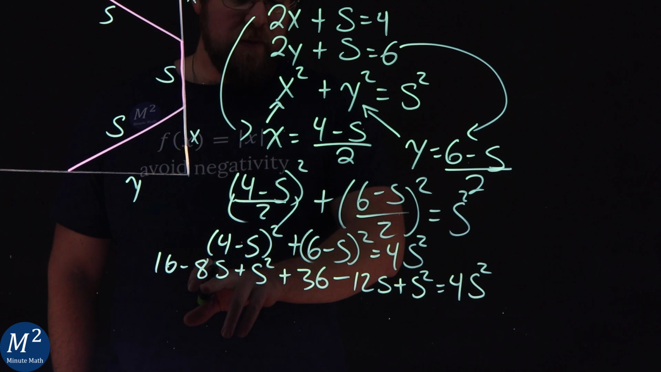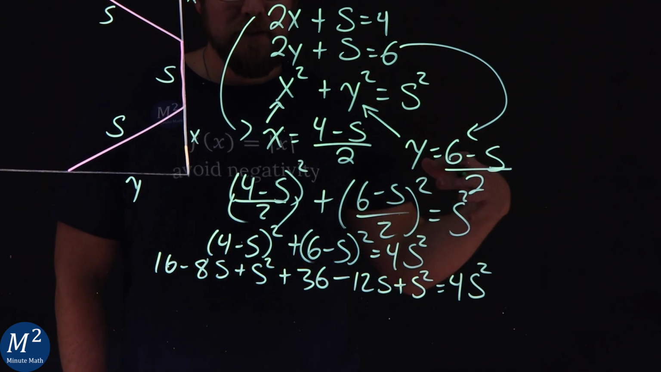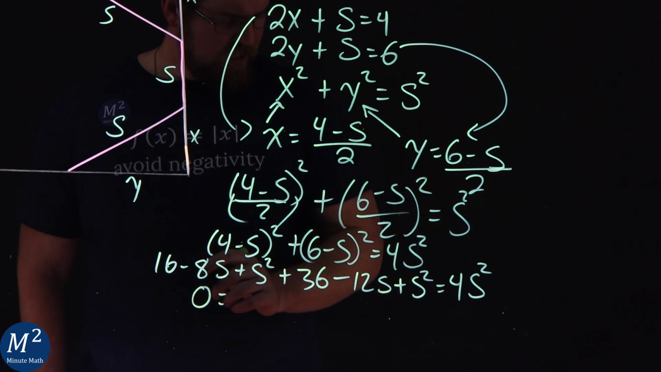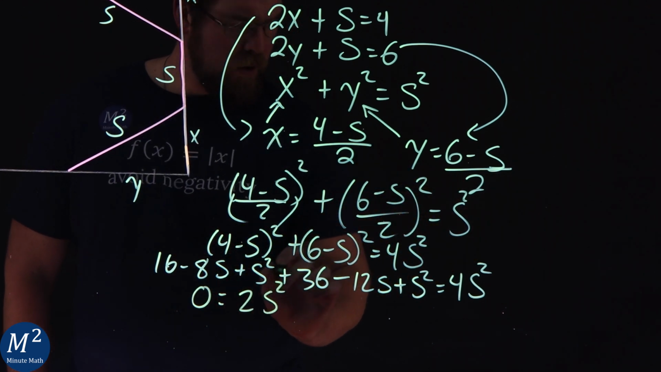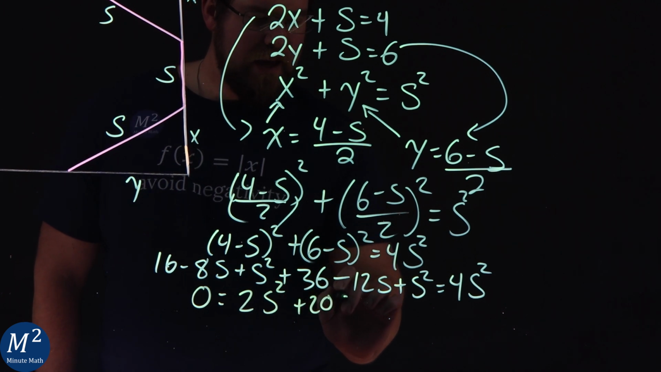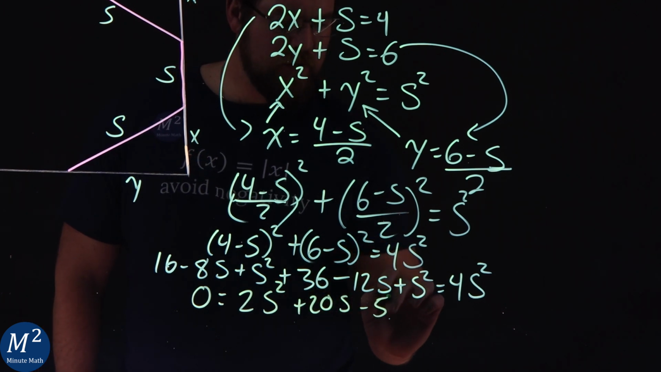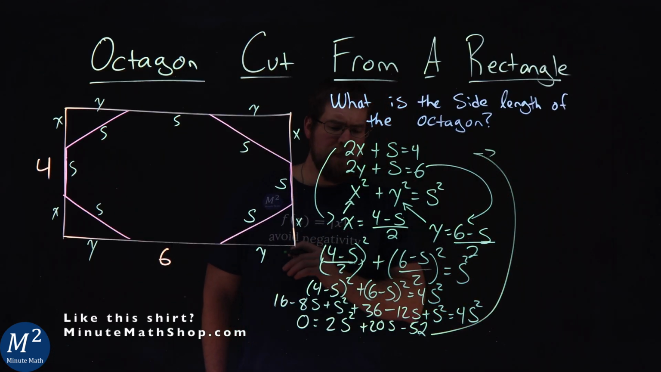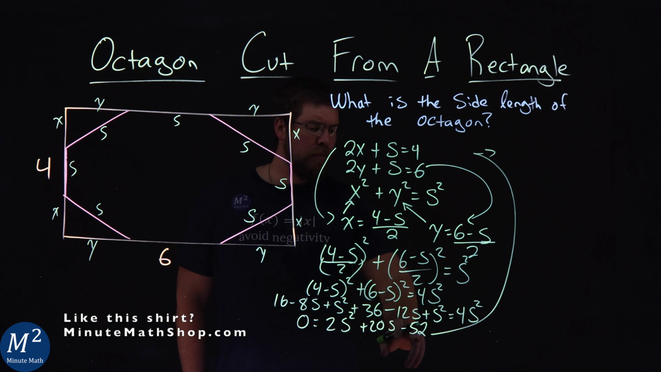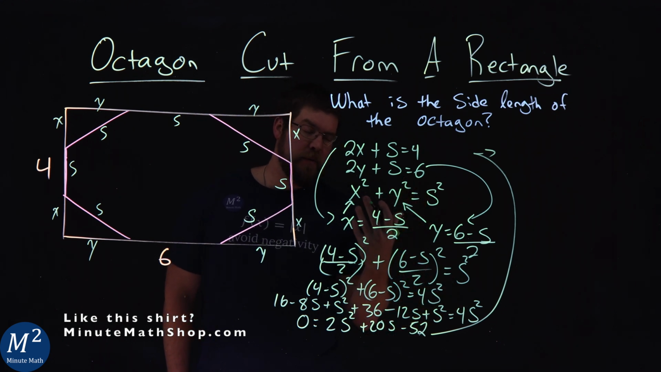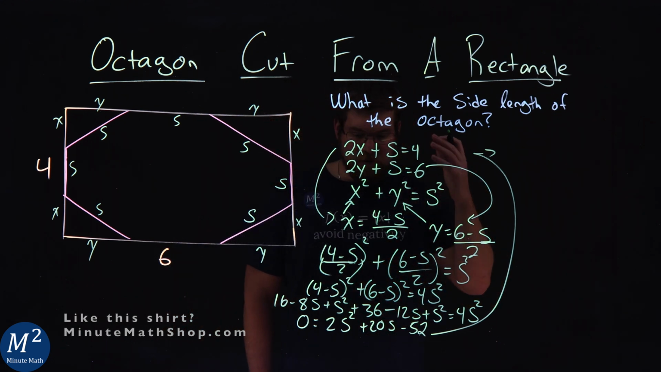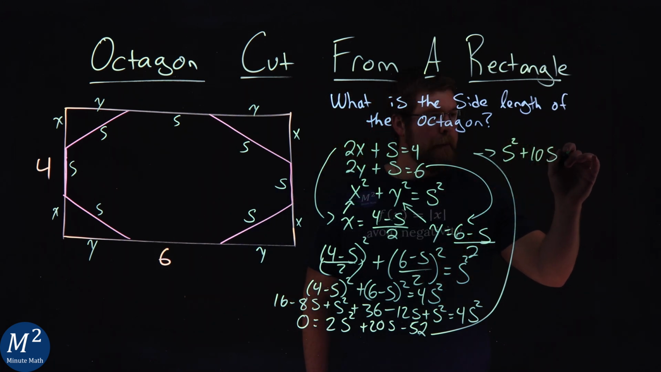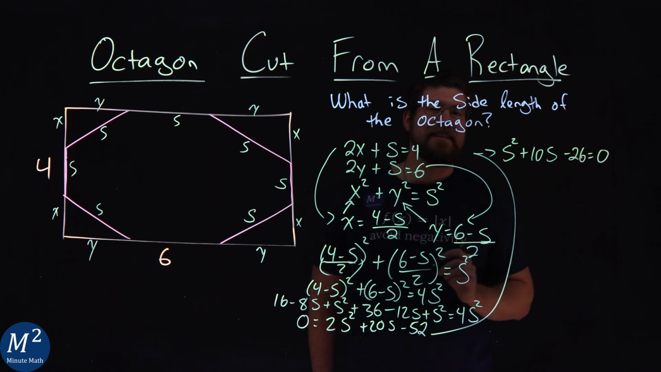So now let's keep simplifying this. Let's bring all of our terms to the right-hand side, so it's equal to 0. 0 is equal to 2S squared plus 20S minus 52. I did that simplification for you. Now I'm going to pull out a 2 from all parts here, dividing both sides by 2, and I like flipping it around so I have the other parts first. In doing that, I have S squared plus 10S minus 26 equals 0.